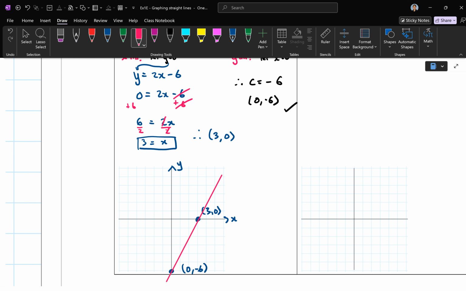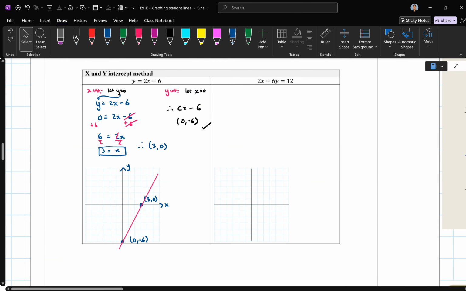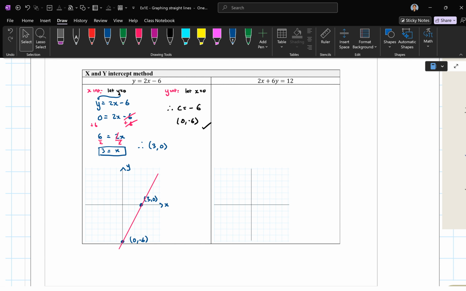So out of the two methods, one requires algebra. The other one you just read. You're practicing this sketch a straight line equation. Have a go. That's your exercise 1E. I'm going to write the solutions for the next one, and you can have a look if you like, or have a go. I'm going to stop the video there.